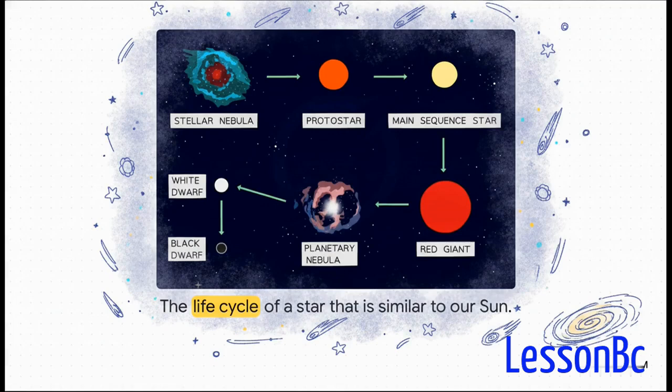Looking at this diagram, we can actually trace the exact evolutionary path our sun is going to take. Right now, it's a super stable main sequence star. But following this sequence, it will one day expand into a massive red giant, puff off its outer layers as a beautiful planetary nebula, shrink down into a super dense white dwarf, and then finally, way down the line, cool off into a dark black dwarf.